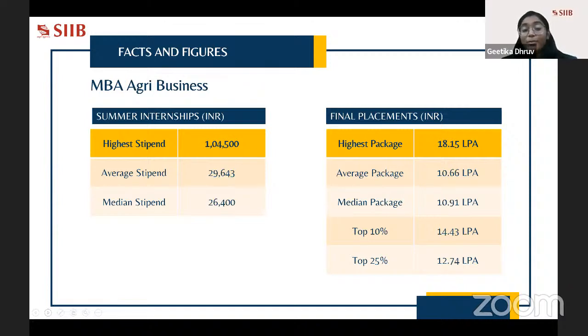For MBA Agribusiness, the highest stipend has gone for 1 lakh 4,500, and the highest package for final placements in INR has gone for 18.15 LPA. Next slide, please. And for MBA Energy and Environment, for summer internship, the highest stipend went for 1,65,000, and for final placement, the highest package went for 15.8 LPA. Next slide, please.